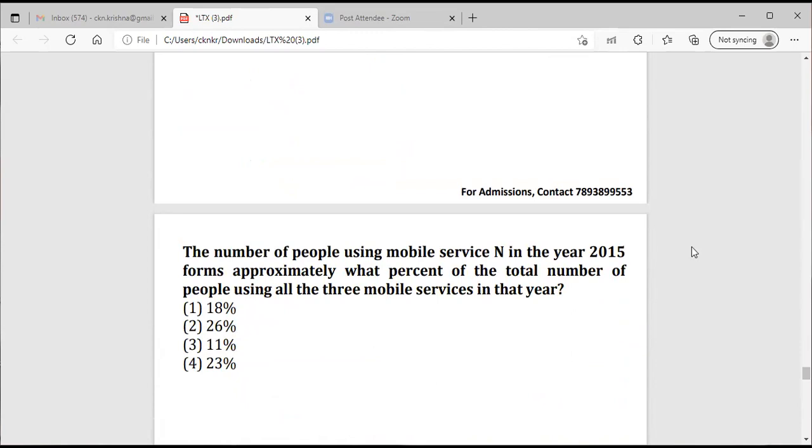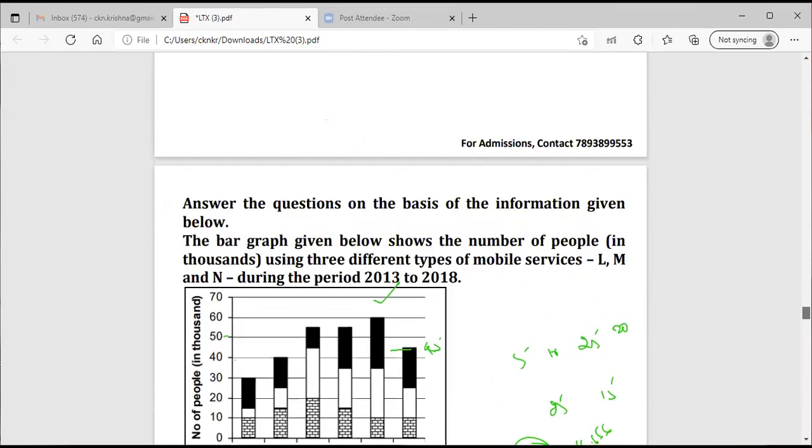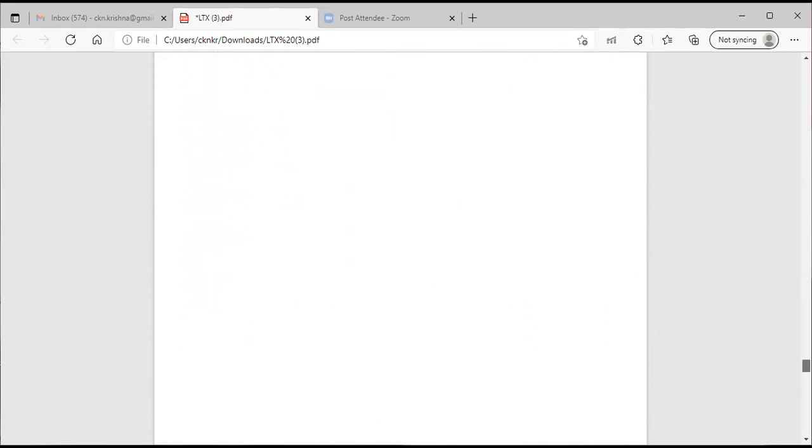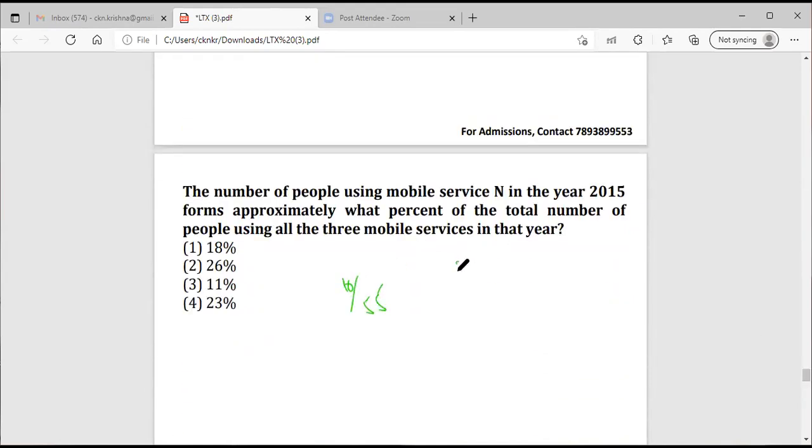See the next question. The number of people using mobile services N in 2015 forms approximately what percent of the total number of people using all 3 mobile services in that year? 2015 lo N value as a whole value of 2015 is what? That is the question. So 2015 lo this year the value of N, that is 45 to 55, 10 upon the whole 2015 value, that is 55 is what? మనకు వచ్చిన ఇండైరెక్ట్ క్వశ్చన్ ఏంటంటే 10 upon 55 is what percentage? So if I have to solve 10 upon 55, can I call it as 2 upon 11? 1/11 is 9.09. My answer will be 18.18%. The only option is first option. I can say my answer is the first option, which is 18%. Clear? Can I go ahead? Yes.